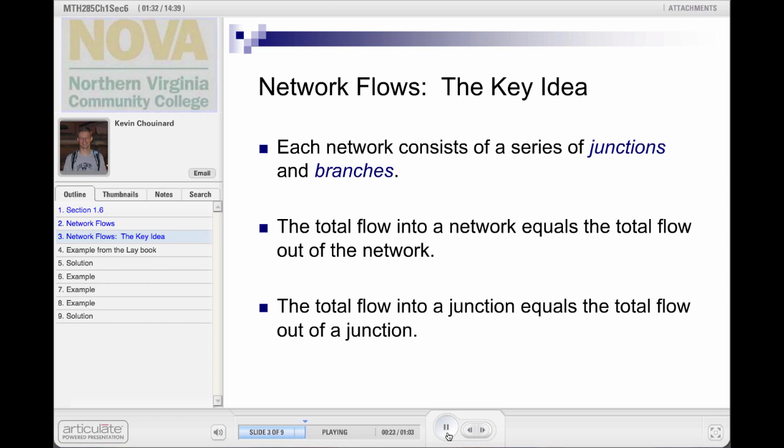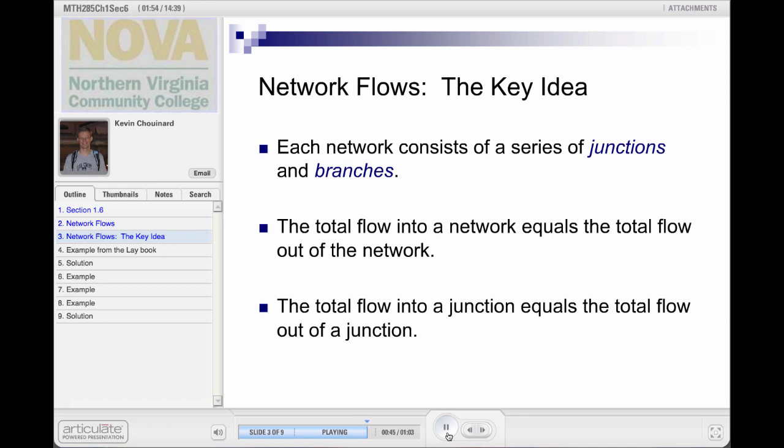We're going to get our equations as a result of the following key idea. The total flow into a network equals the total flow out of the network. And if we look at that on a smaller scale, the total flow into a single junction equals the total flow out of that junction. So the flow in equals the flow out.